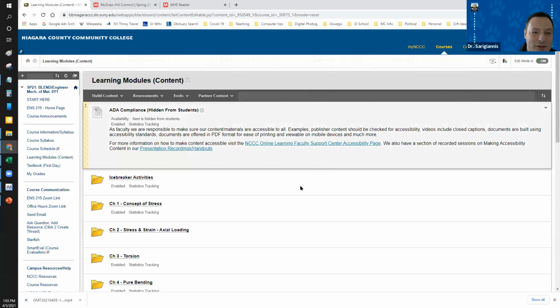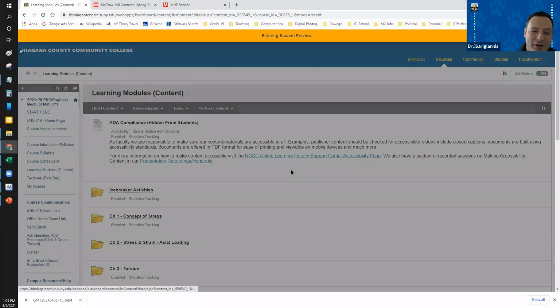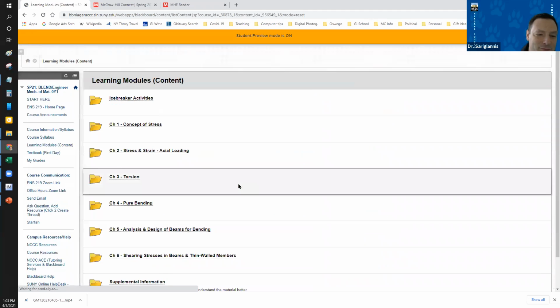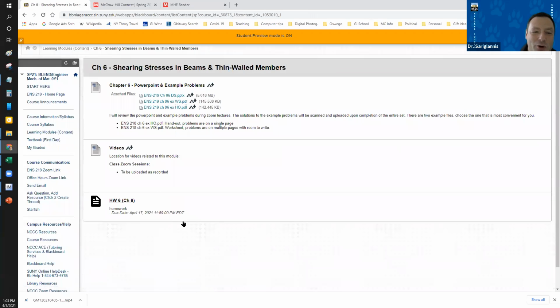The only thing in the learning modules is, just so you know, all this stuff is in module 6. Sorry, chapter 6. Yeah, the one class where I'm actually using chapters. Shearing stresses in beams and thin-walled members. You can see there's also a homework assignment in there that I think I created last week sometime.